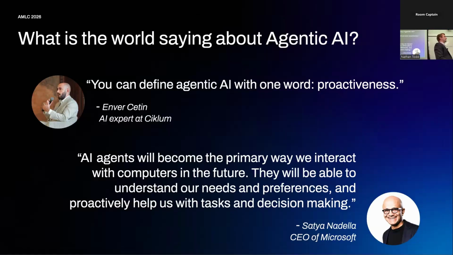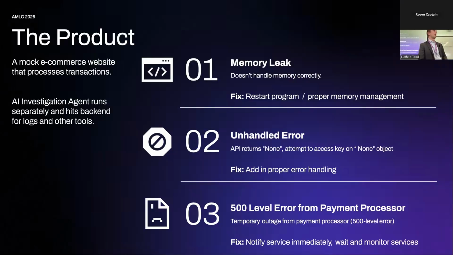So the world is saying a lot about agentic AI. I'll just put up these quotes. Enver Seton, who is an AI expert at Cyclum, said, "You can define agentic AI with one word: proactiveness." And then Satya Nadella, he's a CEO of some kind of company. He says, "AI agents will become the primary way we interact with computers in the future. They will be able to understand our needs and preferences, and proactively help us with tasks and decision making." So clearly, some of these world leaders are talking a lot about agents, and so we ought to listen and learn a little bit more about them.